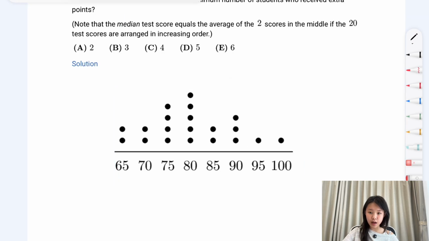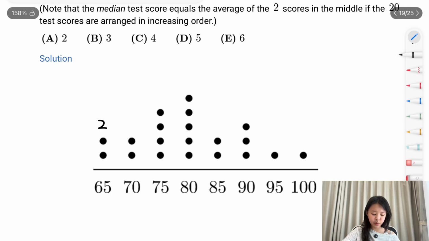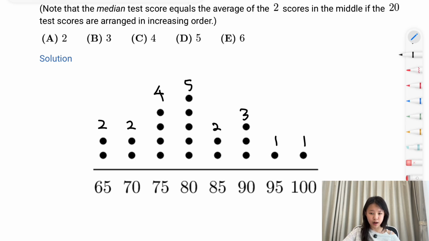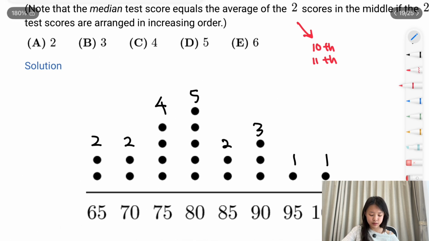Okay, so here we have our dot plot. And right now we know that before he regraded his test, there were 2 students with 65 points and 2 students with 70 points. So we can just tally up the number of students in each of these score categories. And currently, we know that to find the median, we need to find the 10th and the 11th student, and then find the average of their scores.